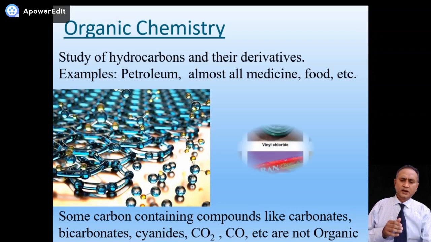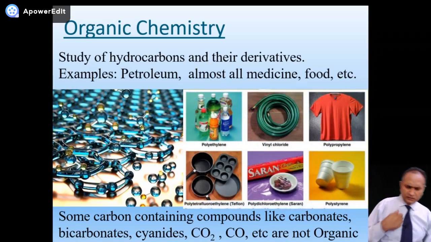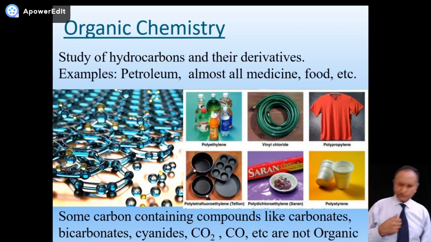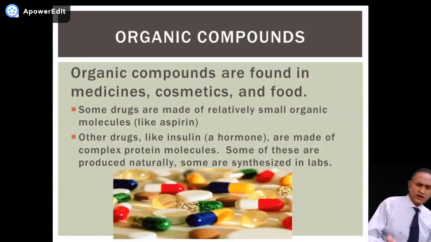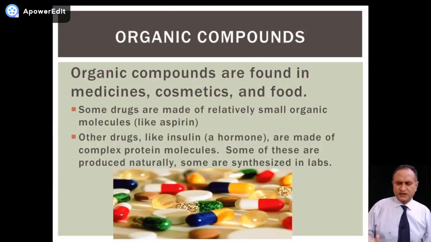These are the different compounds, as you can see: polyethylene, polyester, PVC pipes, chocolates, or fiberglass, etc. All of these are organic compounds. So organic compounds are all around us. Most of the medicines that we use are the products of organic compounds. Cosmetics, as I told you earlier, food, as I told you earlier. Some drugs are made of small organic molecules like aspirin. I told you the chemical name of aspirin: acetyl salicylic acid, right? Insulin. These are all organic compounds.